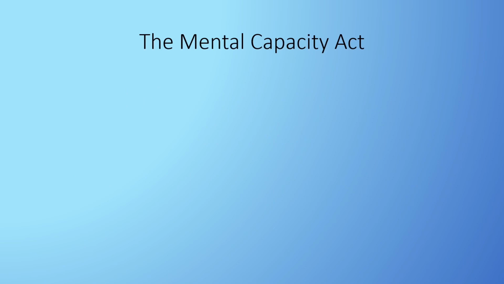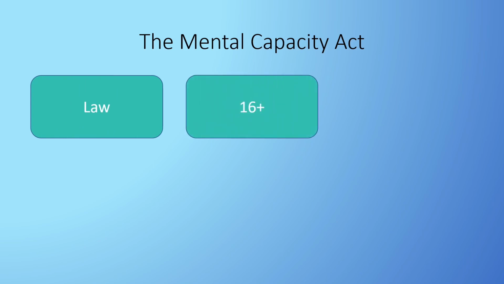The Mental Capacity Act is a law that looks at how adults make decisions in England and Wales. The law applies to everybody over the age of 16. It is there to protect vulnerable adults when it comes to decision making. Some people may be unable to make decisions by themselves and require somebody else to make decisions for them.